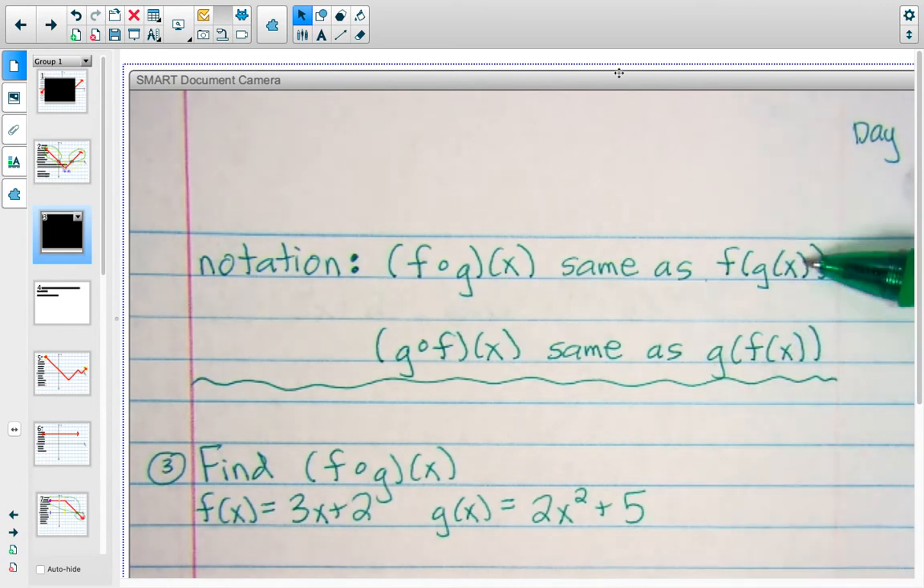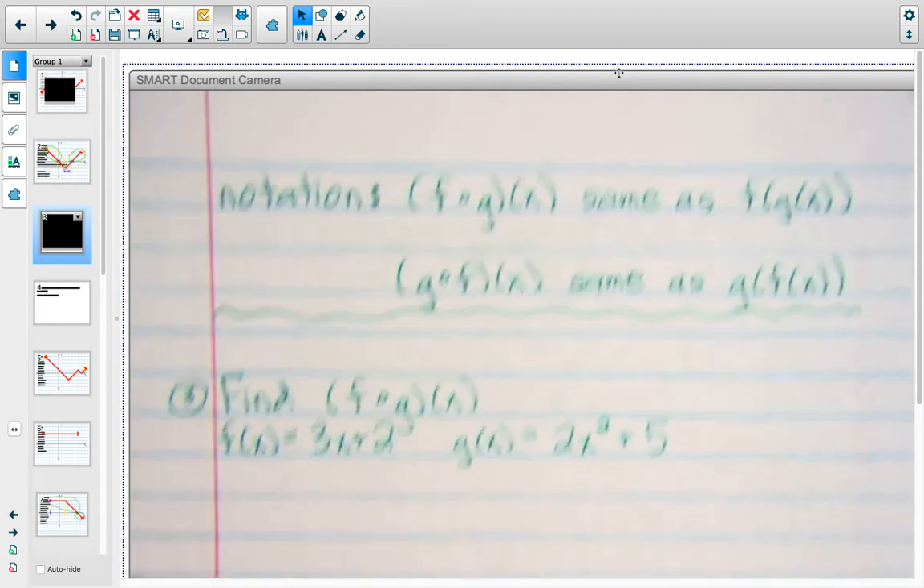So some textbooks or problems or exams, they use different notation, but I want you to be aware that these notations are exactly the same thing. Different symbols that mean the exact same thing. So let's do a couple more problems.